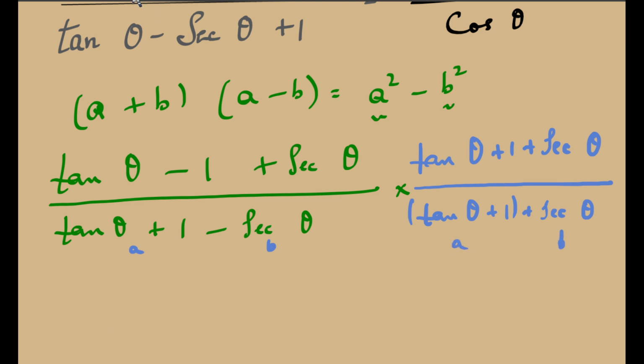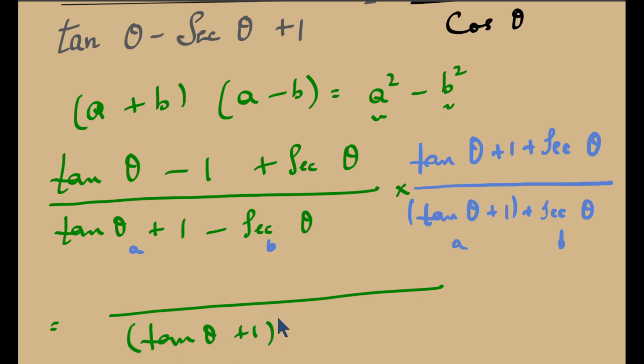So what happens to the denominator? It becomes tan theta plus 1 the whole squared minus secant theta the whole squared, or I can write it as secant squared theta. Fine. And now look at the numerator. Do we have any A plus B into A minus B here? No, I don't think so.